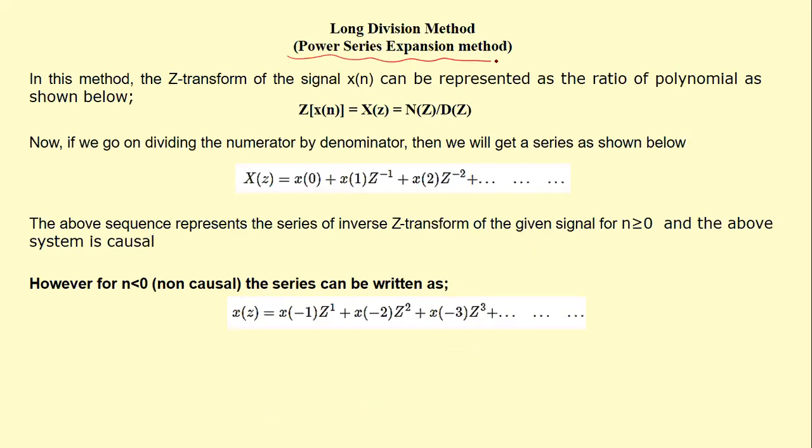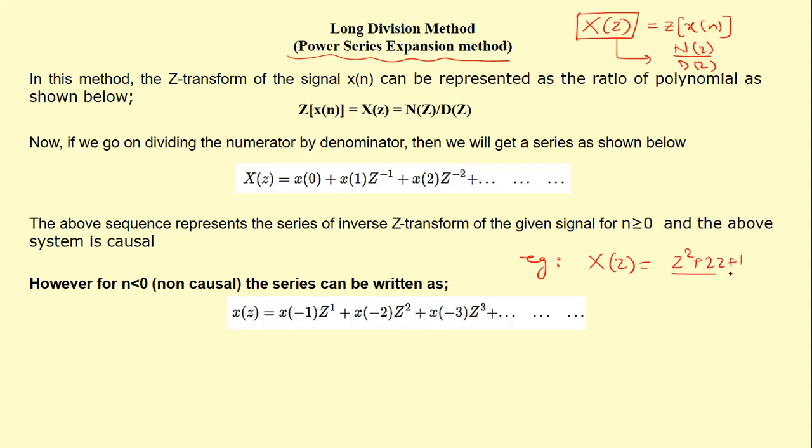The long division method. Now what is the long division method? Sometimes the Z transform of a given sequence x(n), for example, is represented in terms of a numerator and denominator. For example, we may have an X(z) like this: z squared plus 2z plus 1 divided by z plus 1. This could be the Z transform of any given discrete time signal.